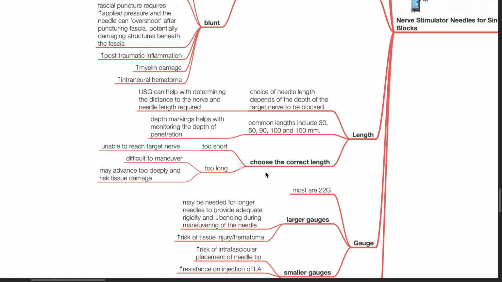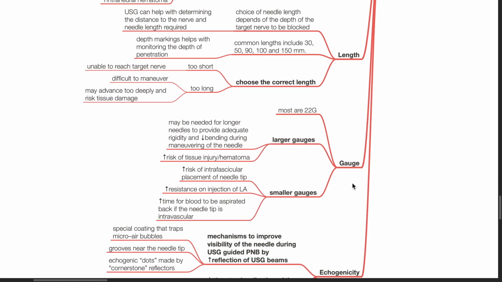Choosing the correct length is important, as a needle that is too short is unable to reach the target nerve, and a needle that is too long is difficult to maneuver and may advance too deeply and risk tissue damage. Needle gauge. Most are 22 gauge. Larger gauges may be needed for longer needles to provide adequate rigidity and reduce bending during maneuvering of the needle. However, there is increased risk of tissue injury or hematoma.